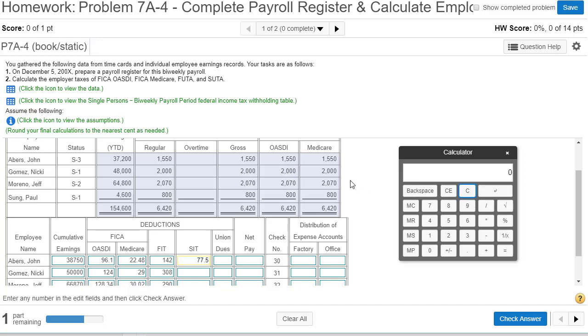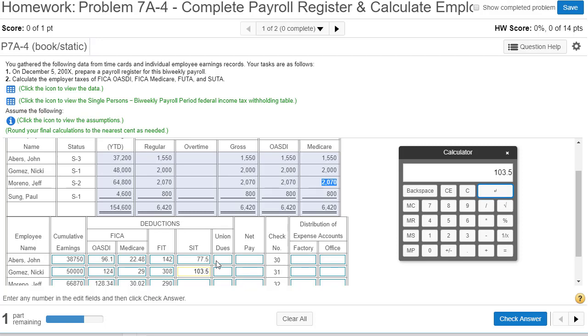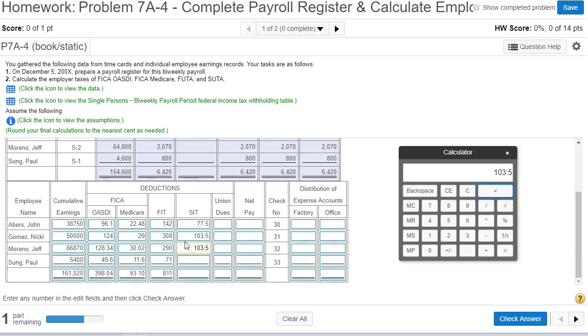And then we've got, let me clear this, we've got 2,000 for Nikki. Times 5%, $100. And then we've got 2070 for Jeff. Got to clear it. 2070 times 5% gives us 103.5. I just put it in the wrong field. So the previous person was 100. Now we got Paul, 800, clear it, 800 times 5% gives me 40. We're going to add those up. We get what? 321 even.